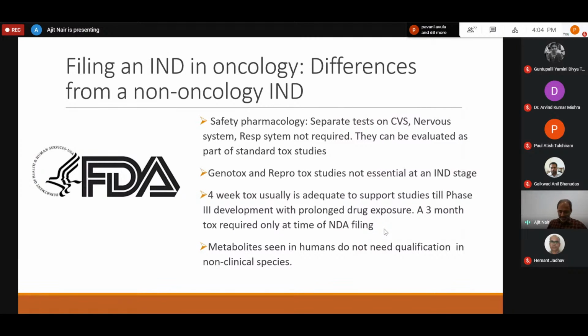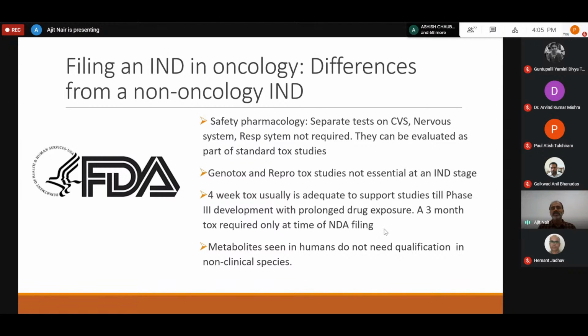Coming to the IND, as many of you know, IND stands for investigational new drug application. And I'm talking more in relation to the US FDA, because the US FDA probably is one of the agencies in the world which has a very broad, forward-looking thinking in terms of regulations, especially when it comes to oncology development, right? So when we classically compare some of the non-oncology INDs and an oncology IND, there are some stark differences in the IND requirements for filing with the FDA for an oncology drug versus a non-oncology drug.